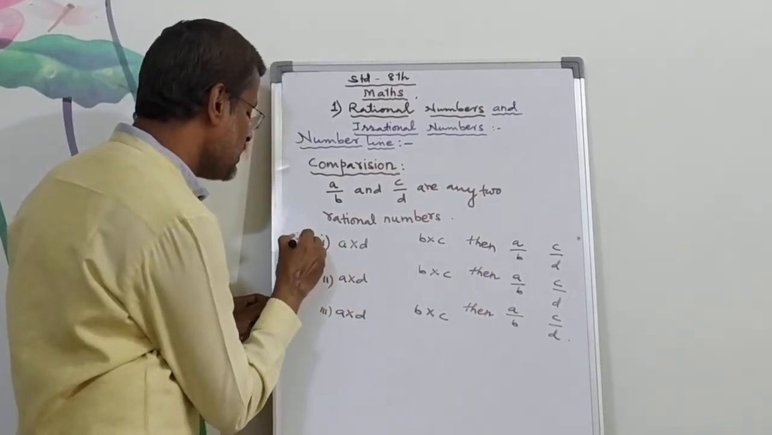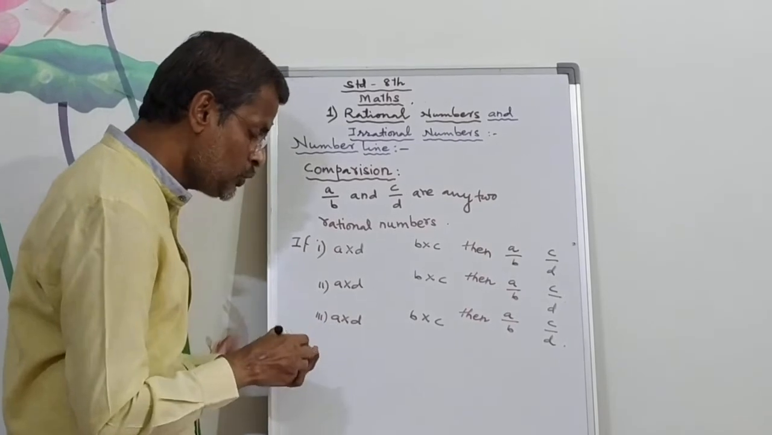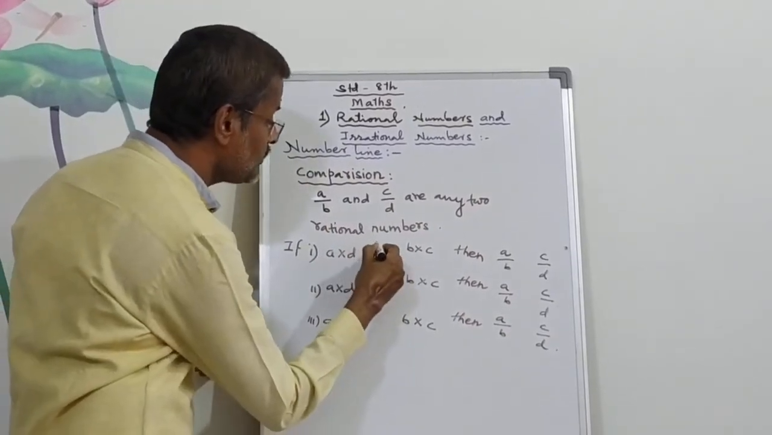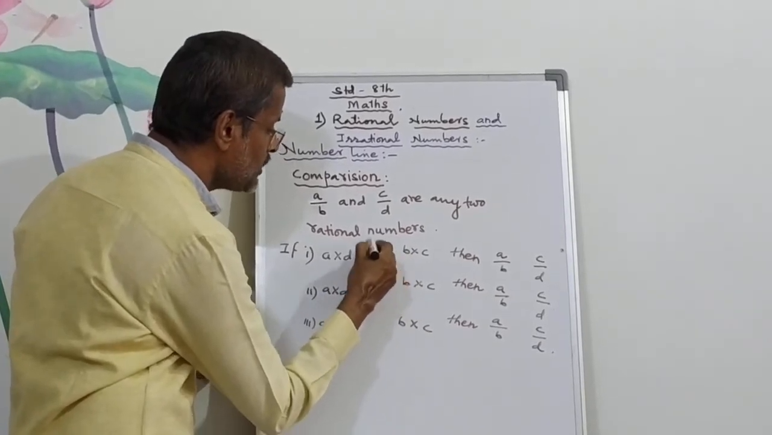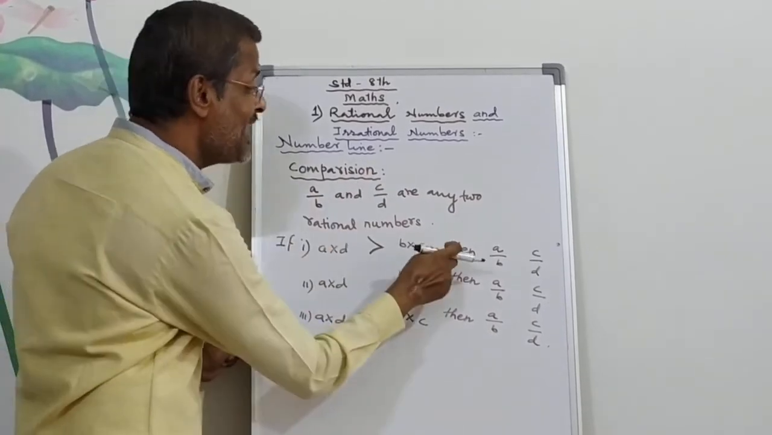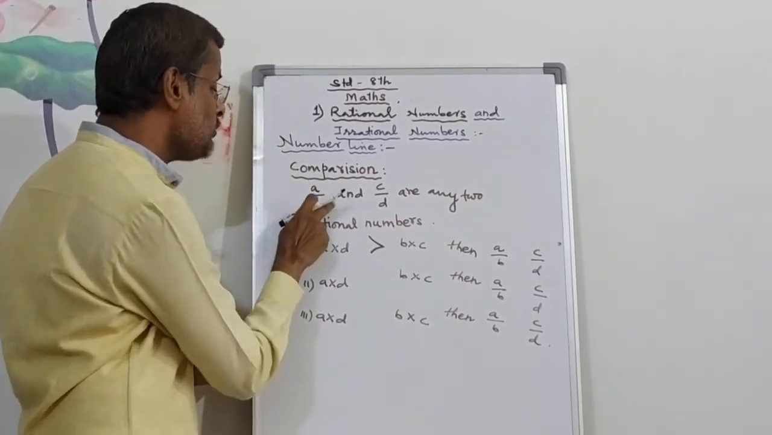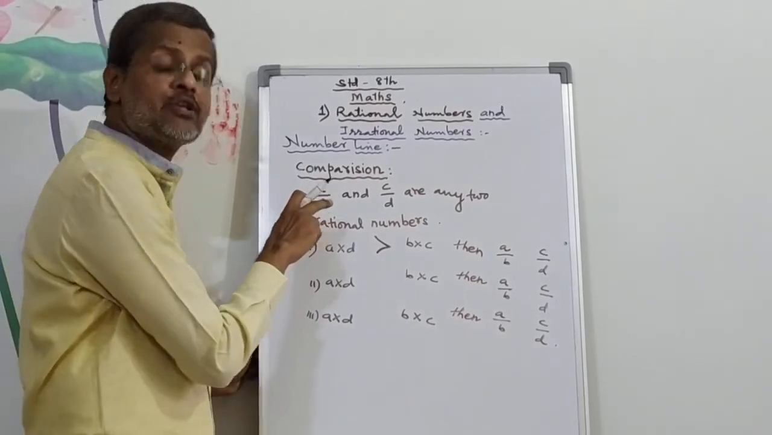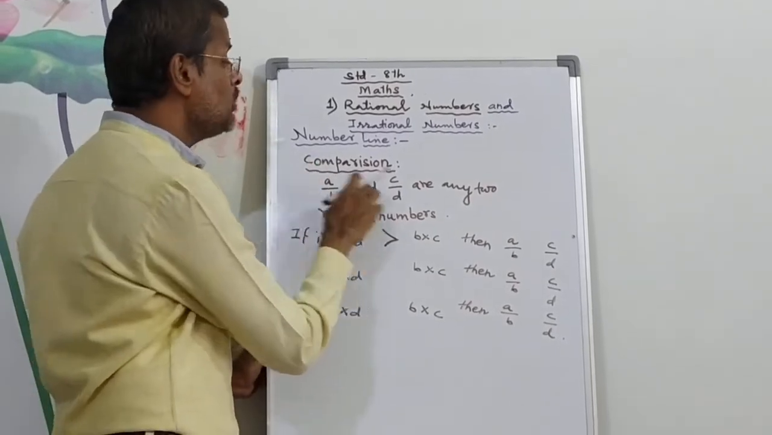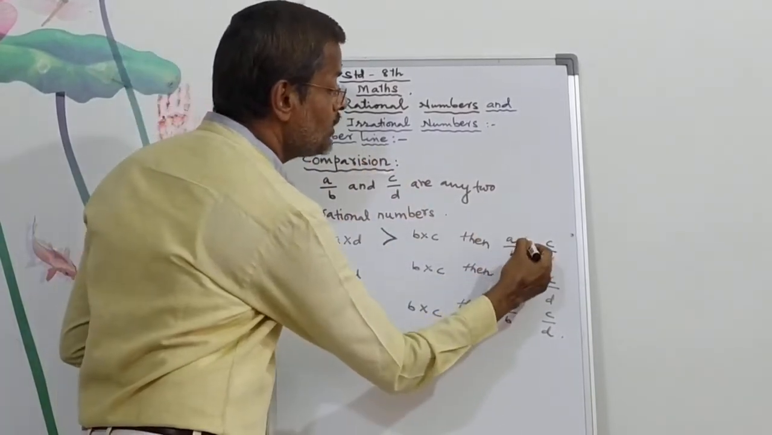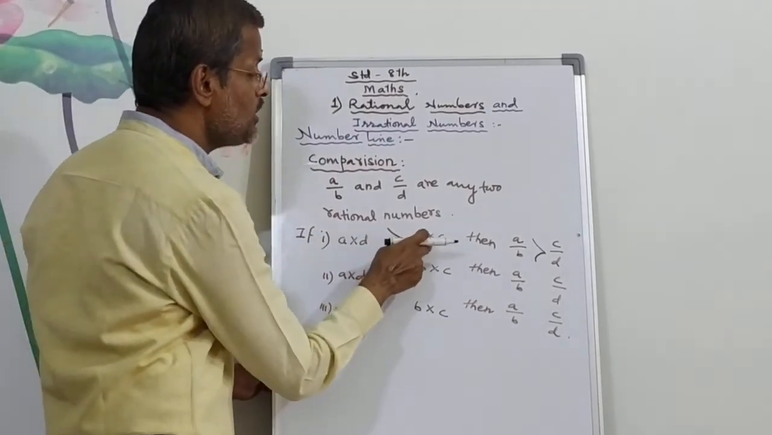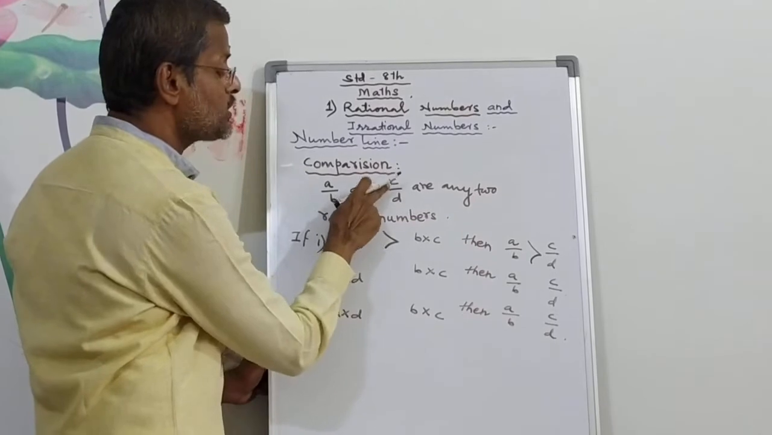If A into D is greater than B into C, then the first rational number will be greater than the second rational number. So if A into D is greater than B into C, then A upon B is greater than C upon D.